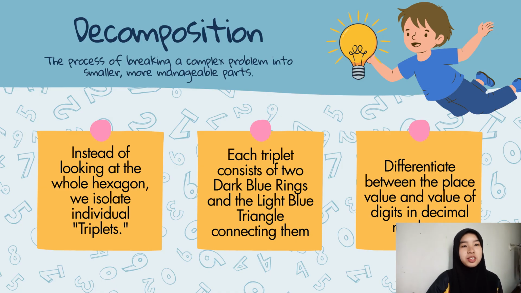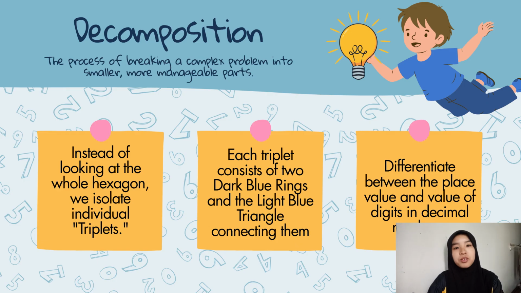Those heuristic strategies or steps can be represented with computational thinking components. The first one is decomposition. Decomposition is the process of breaking a complex problem into smaller and more manageable parts. So instead of looking at the whole hexagon, we isolate individual triplets. Each triplet consists of 2 dark blue rings and the light blue triangle connecting between them.